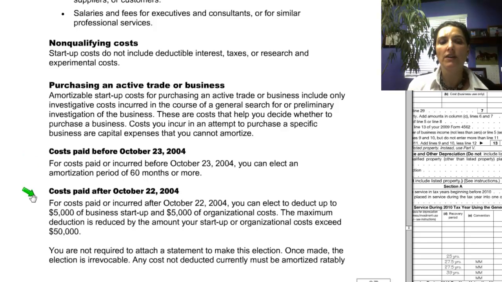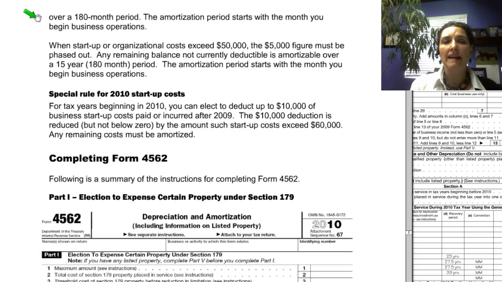For costs paid or incurred after October 22, 2004, you can elect to deduct up to $5,000 of business startup and $5,000 of organizational costs. The maximum deduction is reduced by the amount your startup or organizational costs exceed $50,000. You are not required to attach a statement to make this election. Once made, the election is irrevocable. Any cost not deducted currently must be amortized ratably over a 180-month period. The amortization period starts with the month you begin business operations.